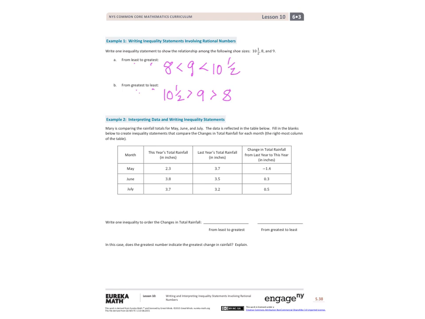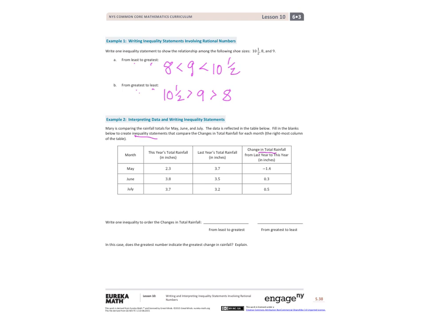So then on example 2, it says Mary's comparing the rainfall totals for May, June, and July. The data is reflected in this table. Fill in the blanks below to create inequality statements that compare the changes in total rainfall for each month. Okay, I see the blanks right below.